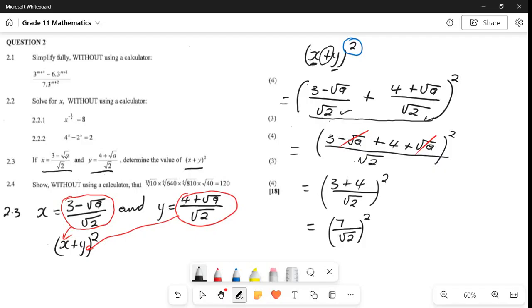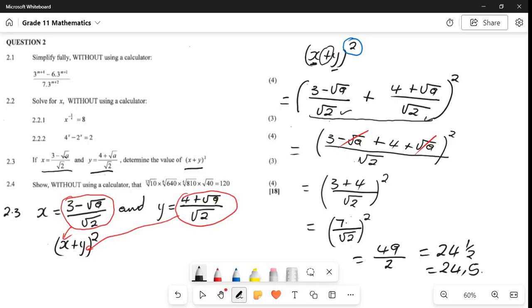We are squaring all of them, and 7 squared equals 7 times 7 is 49, and square root of 2 squared, when we are squaring a square root, the answer is whatever is inside the square root, and in this case is 2. And if you want to go further with this one, you can say 49 divided by 2, you are going to get 24 and a half, or 24.5. So that's our final answer.